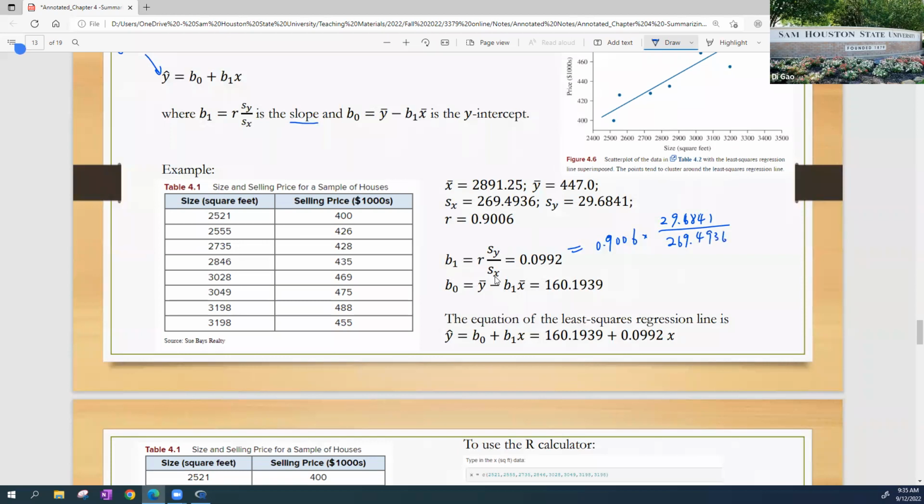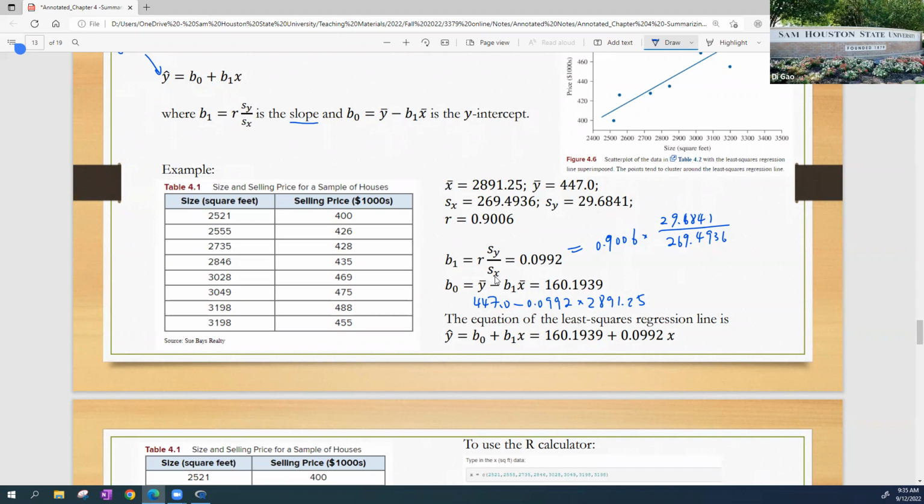269.4936, SY over SX times R. So that gives us B1, 0.0992, which is the slope. And then B0 is just Y bar. So 447.0 minus B1, 0.0992, times 2891.25, which is X bar. So that gives us 160.1939.